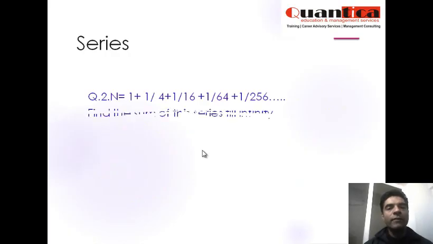You're supposed to find the value of the summation of n, where n is equal to 1 plus 1/4 plus 1/16 plus 1/64 plus 1/256 and going up till infinity. If you look at the series, this is going up till infinity, but there's one good thing that you can very easily analyze, and that is that this is a series in geometric progression. Why is this in geometric progression? Because geometric progression is a progression wherein the common ratio between two consecutive terms is constant.